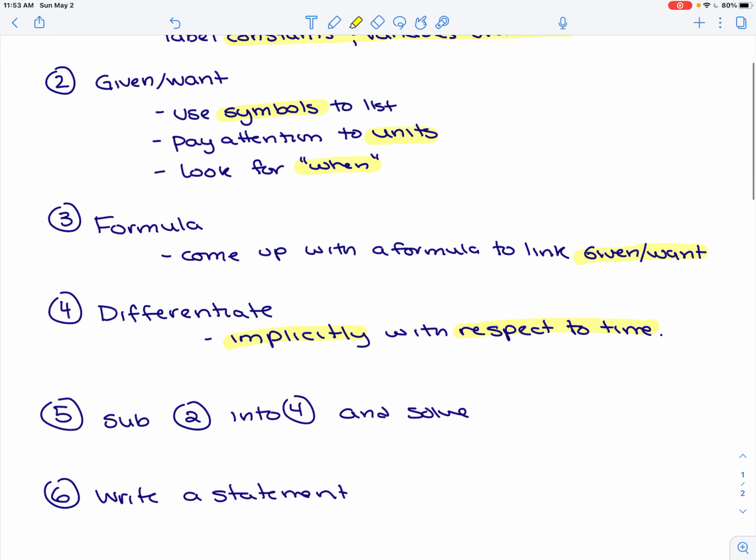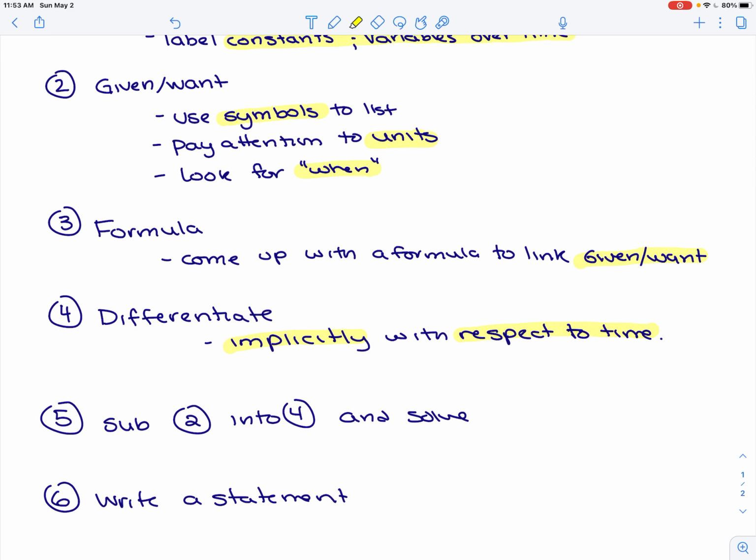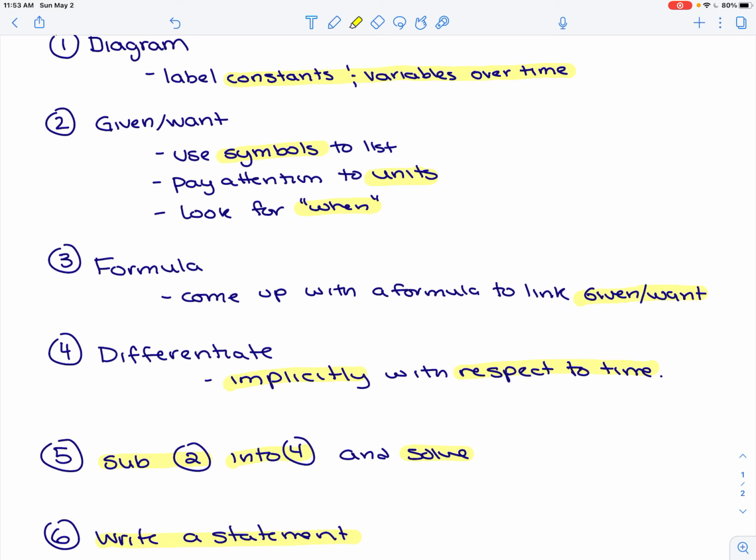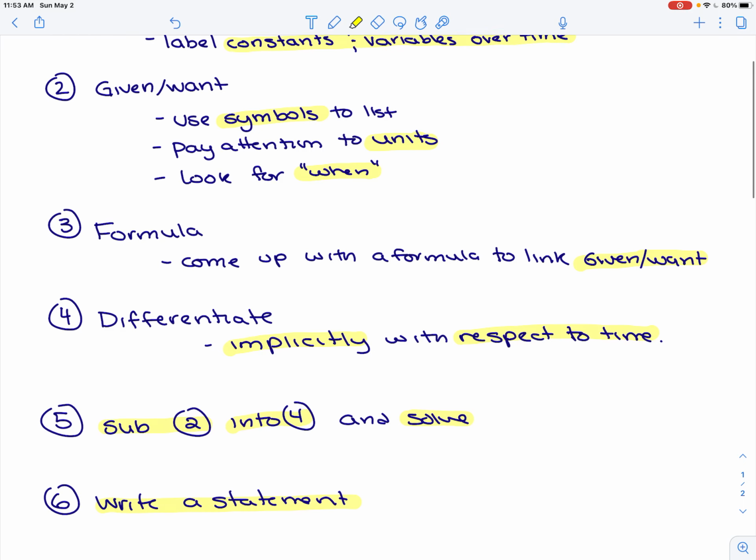Okay, and then after you have differentiated, you can then sub the things you got in number 2 into 4 and then solve. So it's really important that this happens after you differentiate, because if you sub constants in and then differentiate, you're just going to end up with 0. Okay, and then at the end, you should probably write a statement, because this ensures that you've actually answered the question. It's sort of a check for you. Like, did you get so caught up in the math that you forgot to answer the question? Okay, so let's use these 6 steps in a classic related rates question.